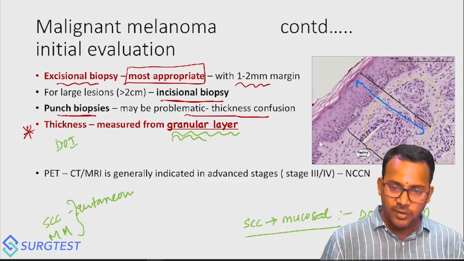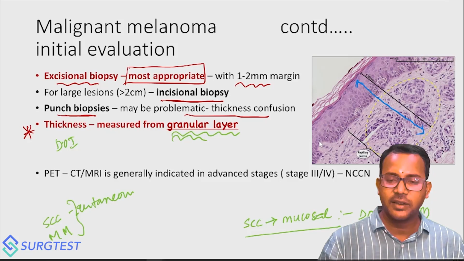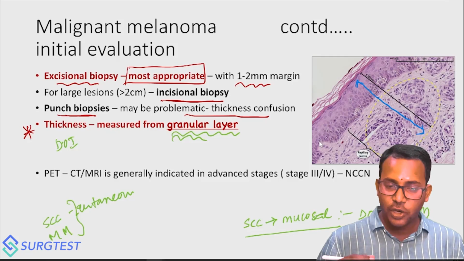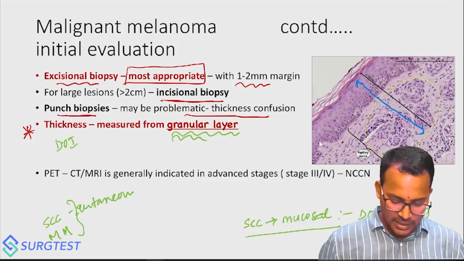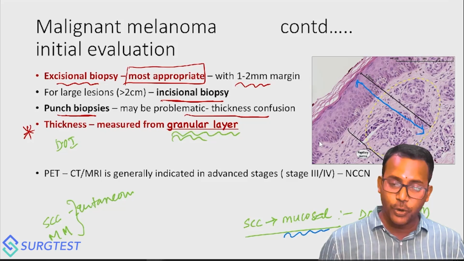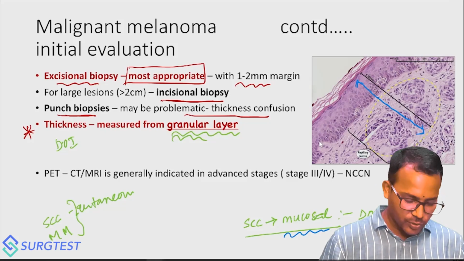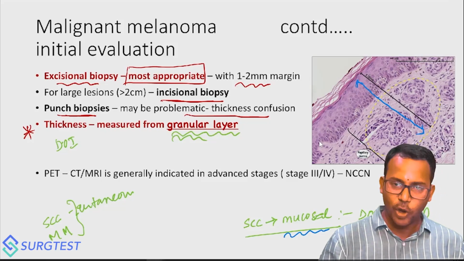When you take the granular layer as the reference and then draw a plumb line, this is what you do in case of cutaneous malignancies. Whereas in mucosal malignancies, you draw this plumb line from the basement membrane. So this is regarding the biopsy part.